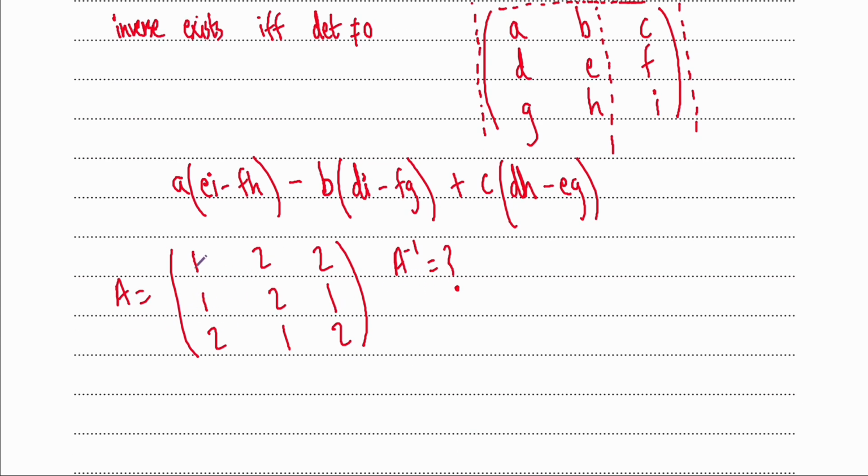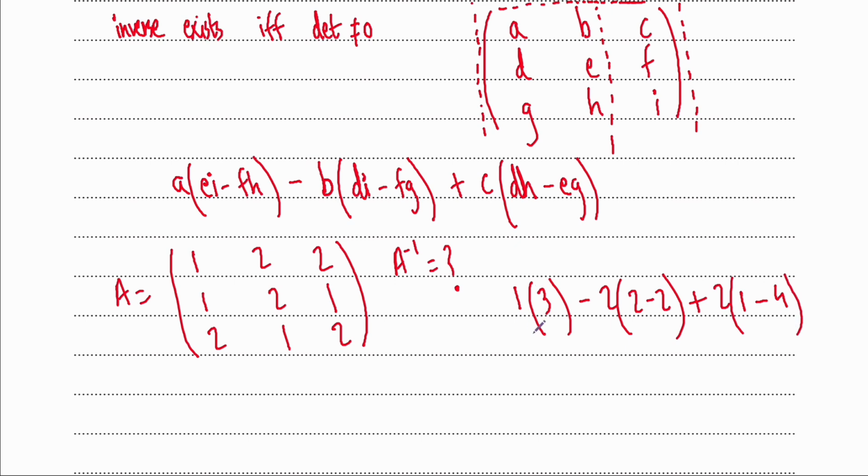So I have 1 right here. I have 1 times the determinant of 2, 1, 1, 2. That's 2 times 2 is 4, minus 1 times 1 is 1. So 4 minus 1 is 3. Then I subtract that 2 right there, times the determinant of this matrix 1, 1, 2, 2. So I have 1 times 2 minus 1 times 2, which is 2 minus 2, so that just cancels out. And then I add that to this 2 right here: 2 times the determinant of 1, 2, 2, 1. That's 1 times 1 is 1, minus 2 times 2 is 4.